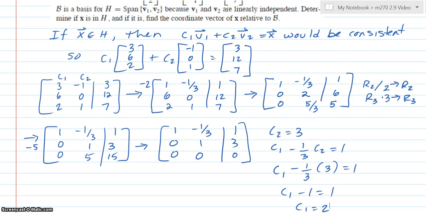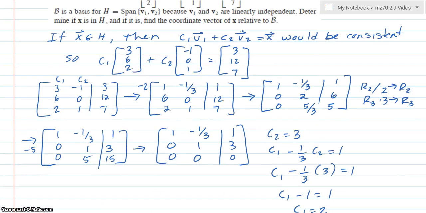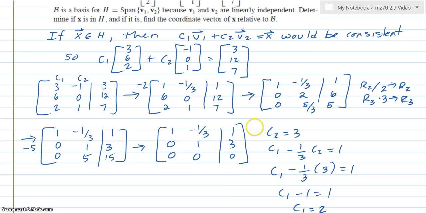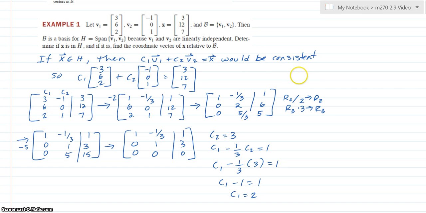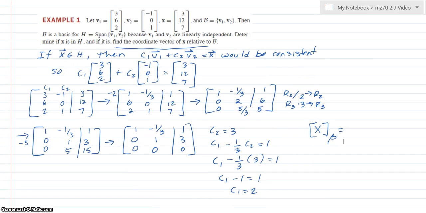So it is consistent. Let's make that a little smaller. Oops, so we can see it. So we know it's consistent. So therefore, x is in H. The second part is find the coordinate vector. So we need to use that definition of beta. And we know from our definition, it's just our c's in the correct order. So this one would be the C1 and then the C2.